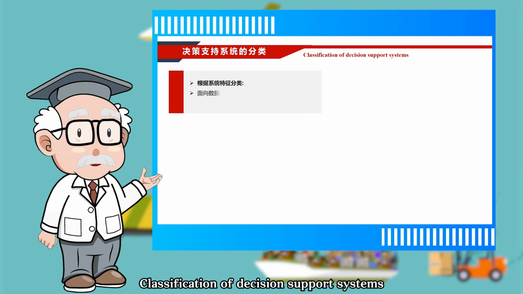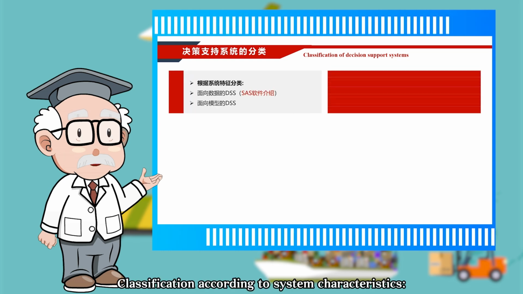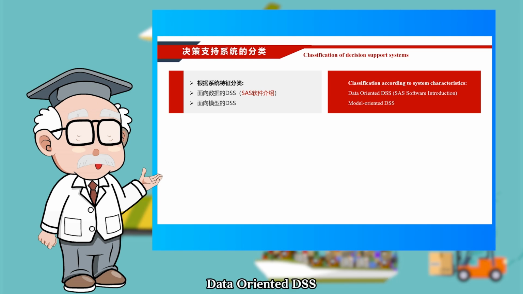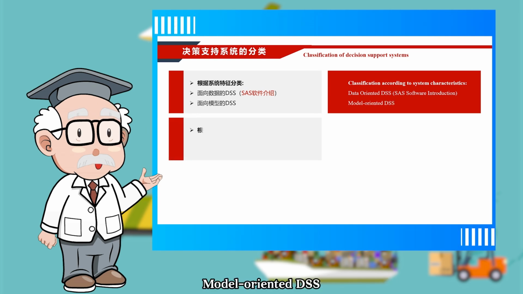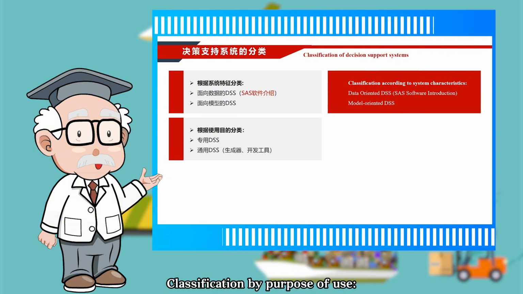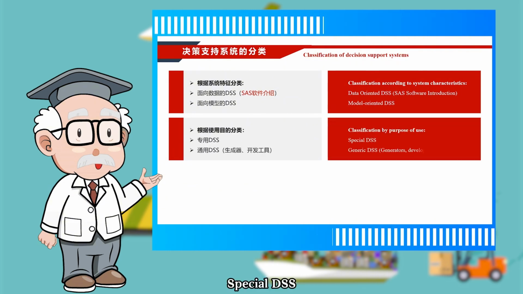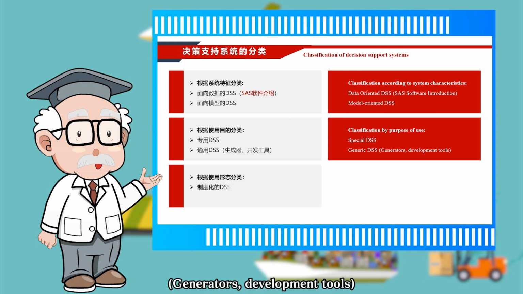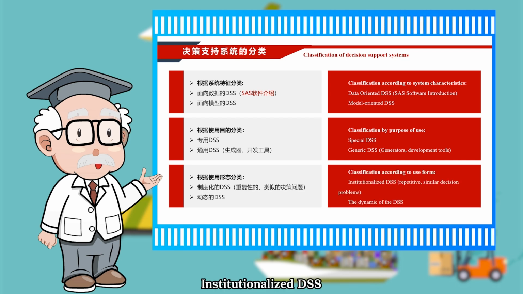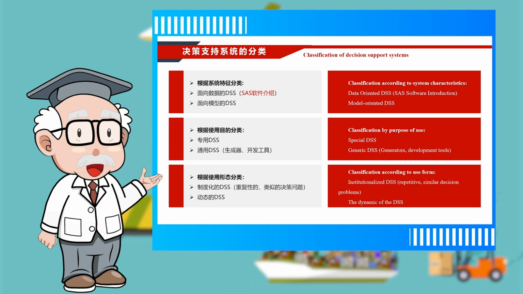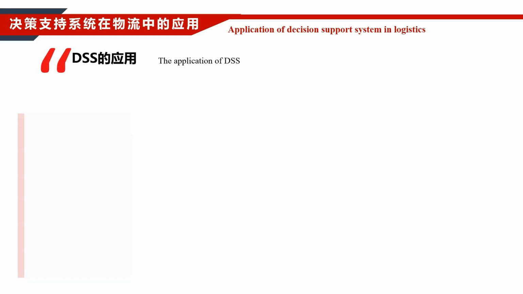Classification of Decision Support Systems. Classification according to system characteristics: data-oriented DSS, model-oriented DSS. Classification by purpose of use: special DSS, generic DSS, generators, development tools. Classification according to use form: institutionalized DSS, for repetitive, similar decision problems; and dynamic DSS.